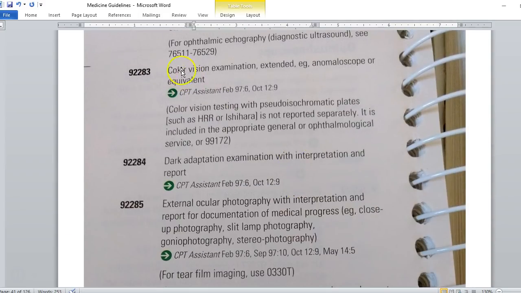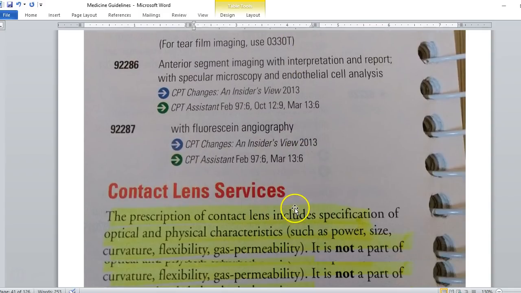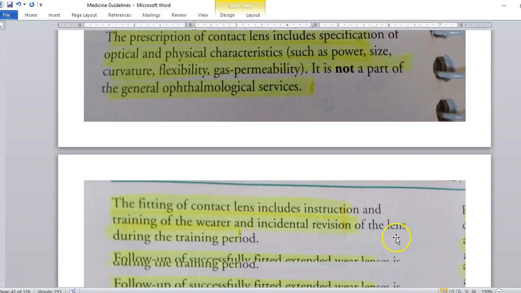Again, we have other types. We have things like color vision examinations, dark adaptation examinations, and then we come up to our contact lens services, okay? So what's included? The prescription of the contact lens includes specification of optical and physical characteristics, such as the power, the size, the curvature, the flexibility, the gas permeability. It is not part of the general ophthalmological services. So all of this comes after we've done an ophthalmological service.